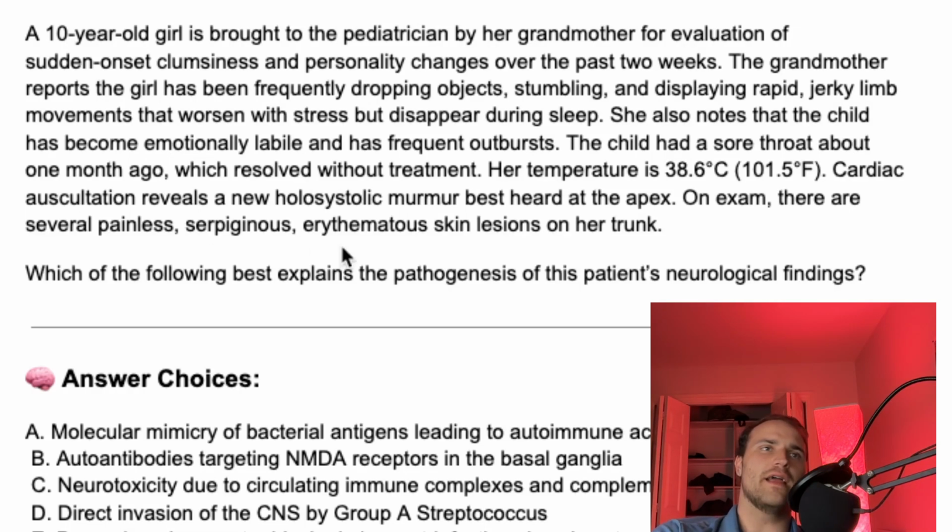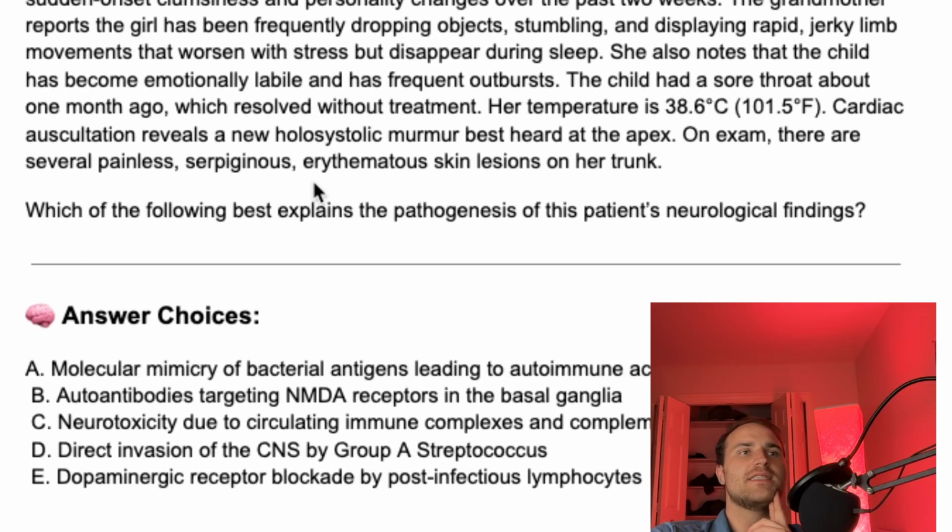The child has a sore throat and fever. Also, on cardiac auscultation there is a new holosystolic murmur at the apex. What would that be like? Holosystolic, so mitral regurgitation. And so that makes you think of rheumatic fever. On exam, there are several painless, serpiginous, erythematous skin lesions on her trunk. What best explains these findings?